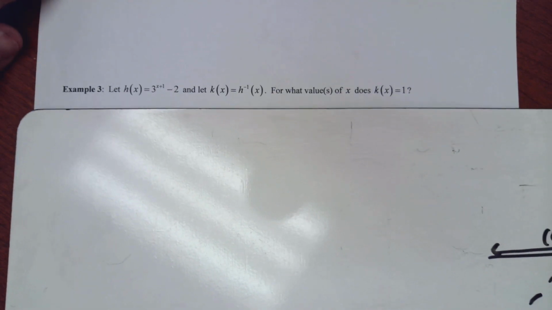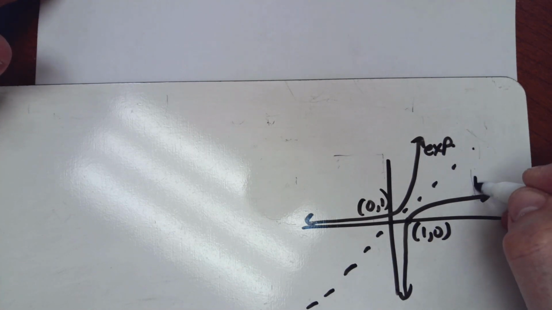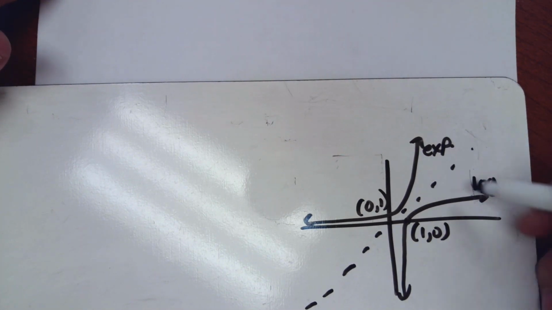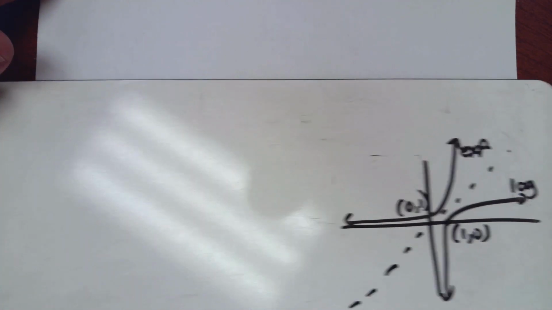All right, here's this last example here. Now, don't forget about exponential functions and log functions, they're inverses of each other, and when you have points, you basically have the reverse point. You just switch the x and the y's.